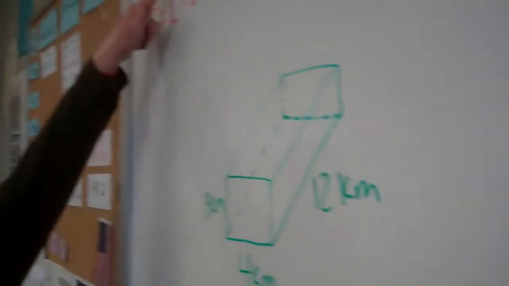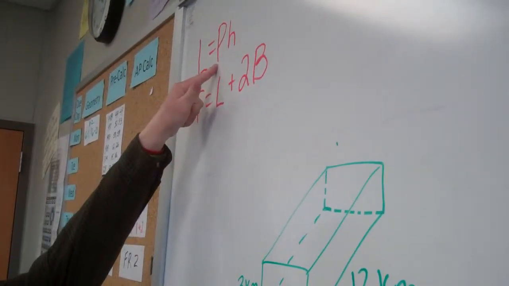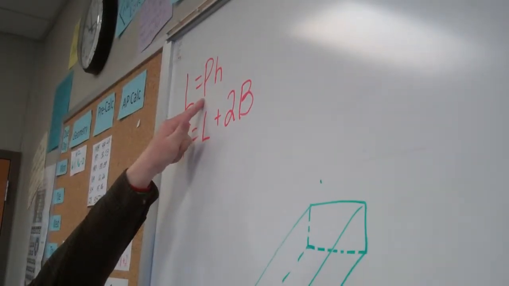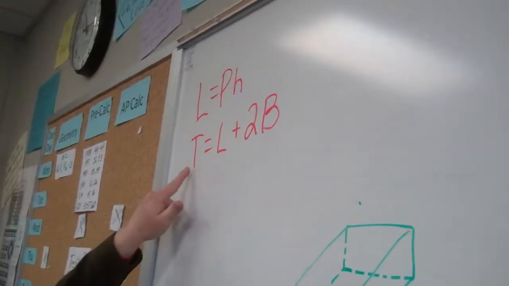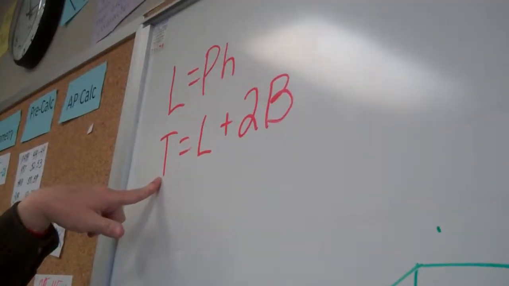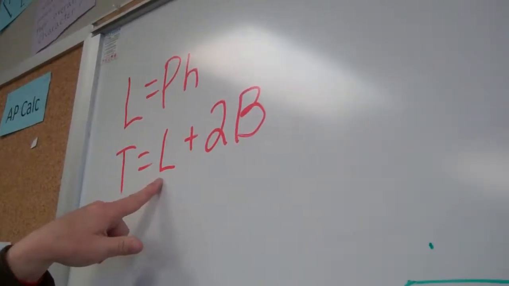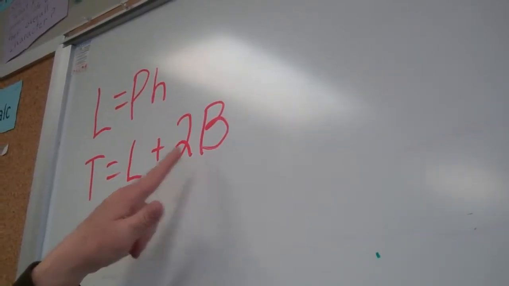P is perimeter. On these 3D things, prisms that we're doing today, perimeter of the base. And H is height as usual. T will stand for total area on these. L is still lateral area. And B is area of the base.